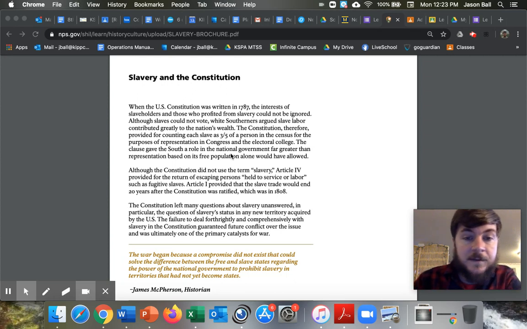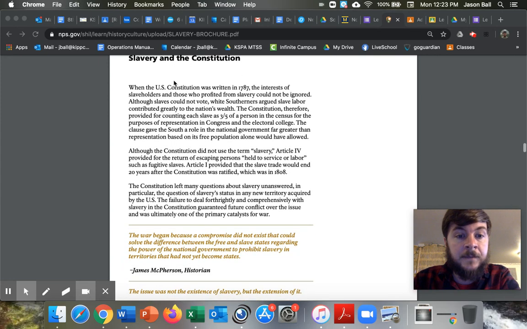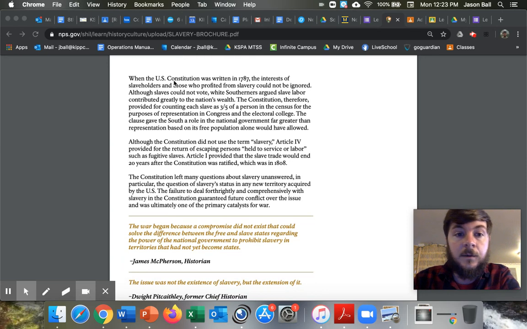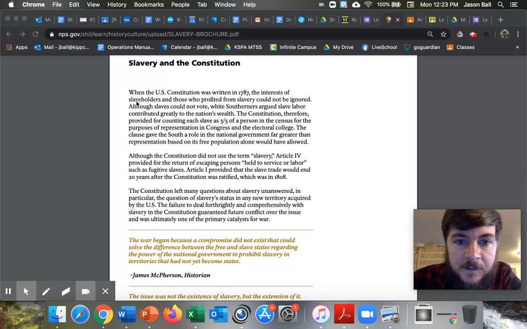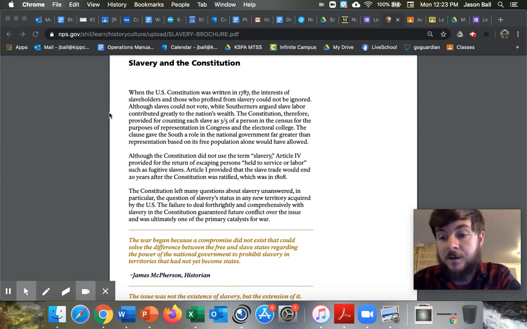So first I look at the title and see Slavery and the Constitution. So I know that this is what the section is going to be about, slavery and the Constitution. And then first I read the text. So I'm going to do this out loud here with you. When the U.S. Constitution was written in 1787, the interests of slaveholders and those who profited from slavery could not be ignored. So I'm already thinking, oh yeah, they were a major part of this. We saw that it created the wealth and economy of the country. And so it's a central part of the Constitution.